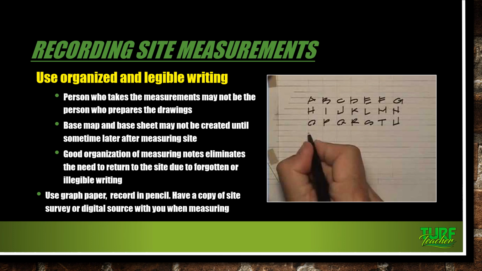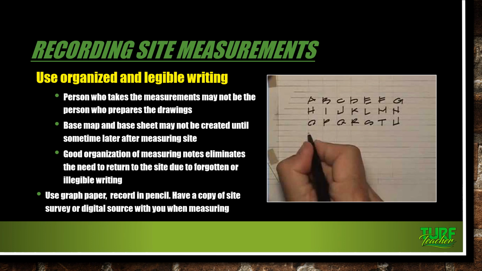The base map and base sheet may not be created until sometime later. So again, you may forget. You've got these numbers in your head, and if you just scribble them down on a piece of paper and they're not legible, you may forget what they are. Good organization of measuring notes eliminates the need to return to the site due to forgotten or illegible writing.